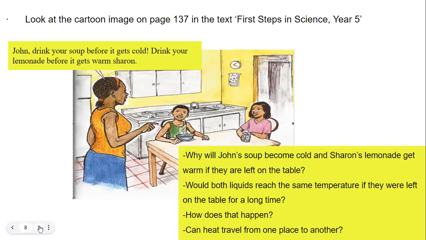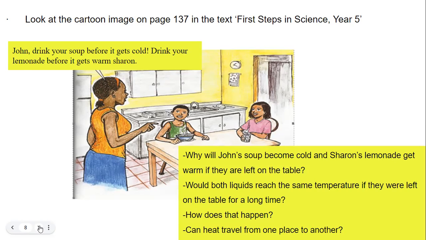All right, so look at the cartoon image on page 137 in the text, First Steps in Science, Year 5, for those of you who have the books at home. If not, you can just look at my diagram here. Now, as you can see, here I have a mother and two children. The mother is standing, the children are sitting at the table, right? As you can see, a bowl of soup is in front of the boy, and the girl has a glass with some juice in her hand.